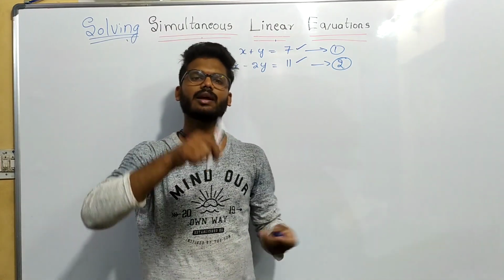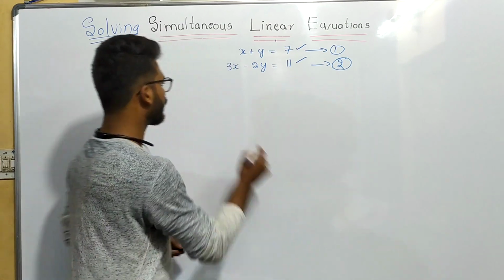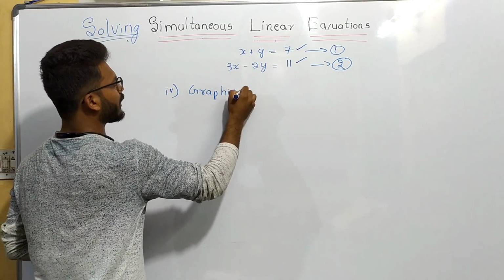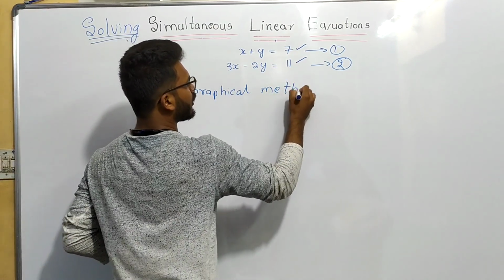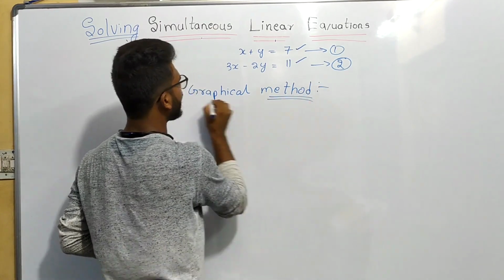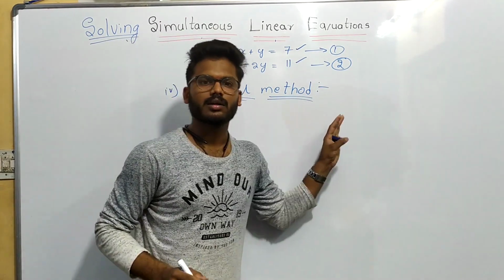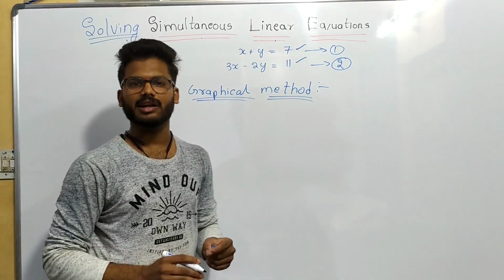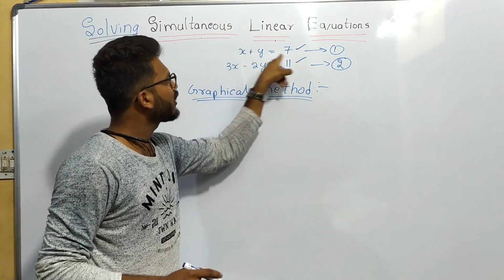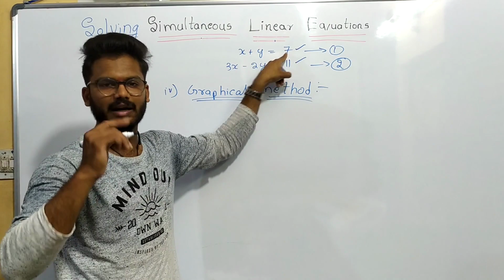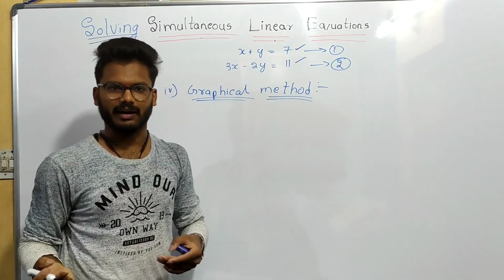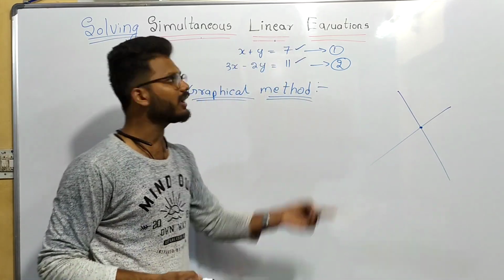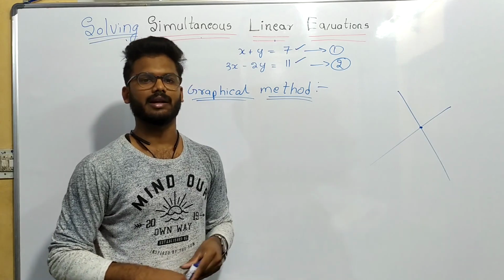These three methods, you will get in algebra. But the fourth method, the graphical method, you will get in coordinate geometry. But just for reference, I am telling you here, listen. A linear equation is nothing but, whenever you plot this equation on graph paper, you will get a straight line. And the next equation also gives a straight line, right? And when you draw two lines, the point of intersection will be the solution of this simultaneous linear equation.